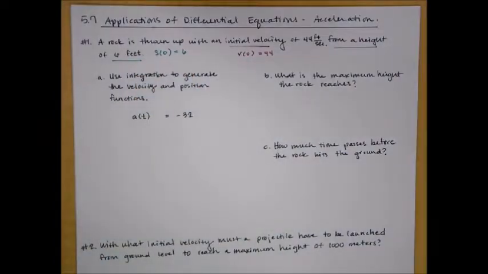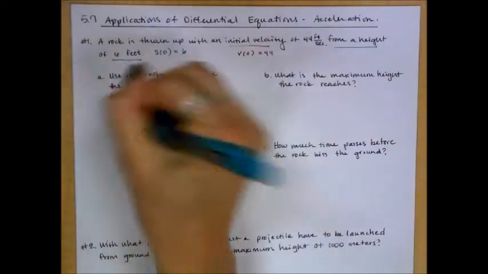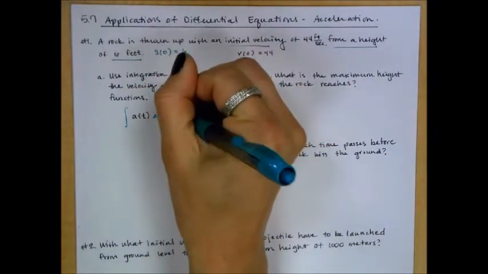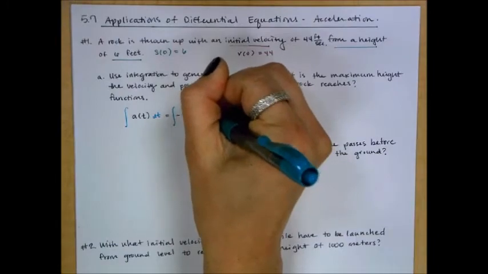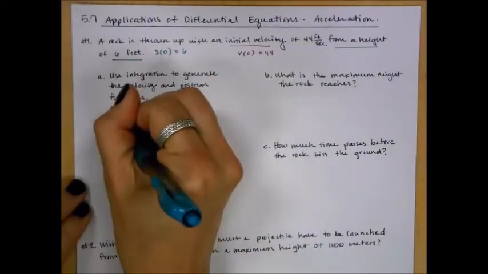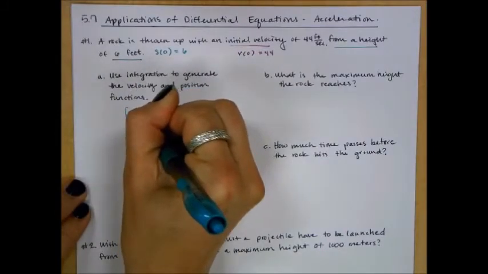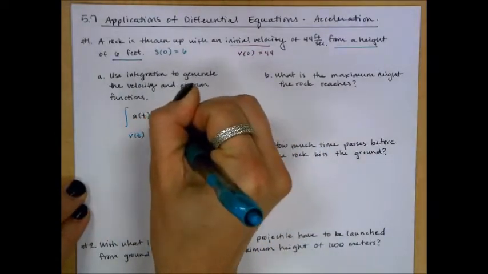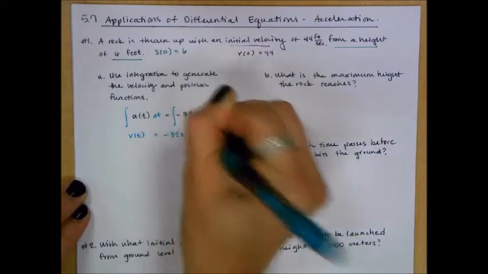So we're going to start with acceleration due to gravity, in feet, negative 32 feet per second squared. Starting with that value, we will integrate. So integrating each side with respect to time here, on the left, that's going to get us back to our velocity function, v of t. On the right, negative 32t plus c.